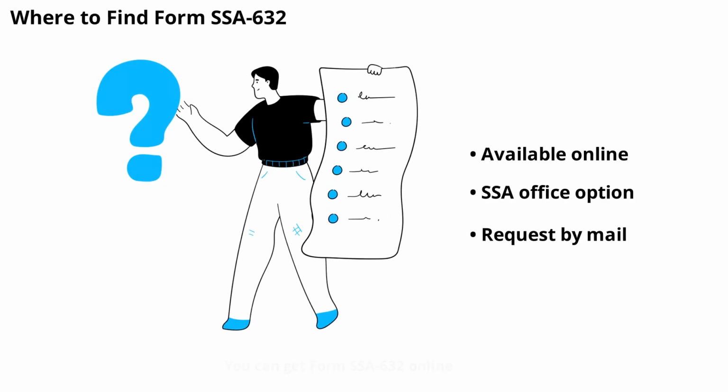You can get Form SSA 632 online at the Social Security Administration's website or by visiting your local SSA office. If you have trouble accessing the form, you can call the SSA and ask them to mail it to you. Make sure you get the most recent version to avoid any delays in processing your request.